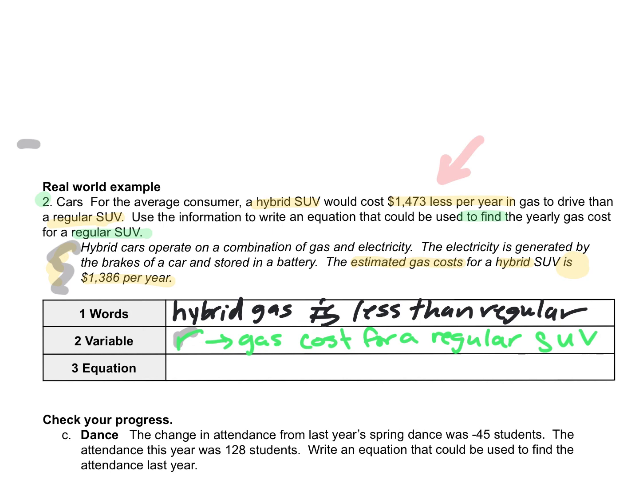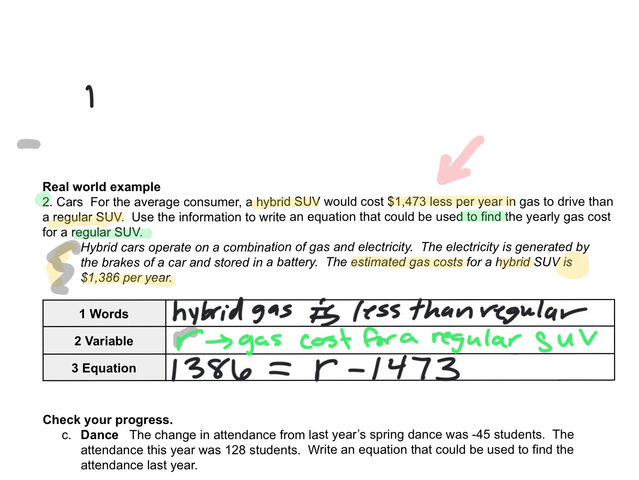Since I know the hybrid, we know our hybrid is $1,386 per year. And we know that also is, that both represent two things. That's the regular gas minus 1,473. So it's that much less. So a lot of information. It's not quick, notice that? So you might have to take your time and think.